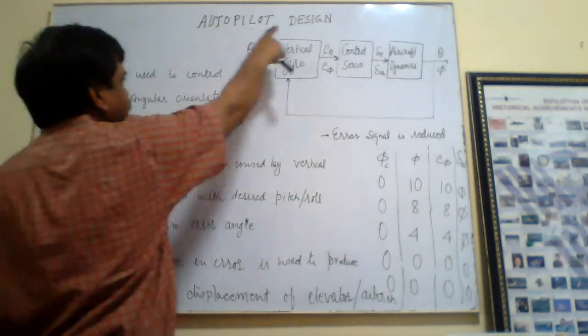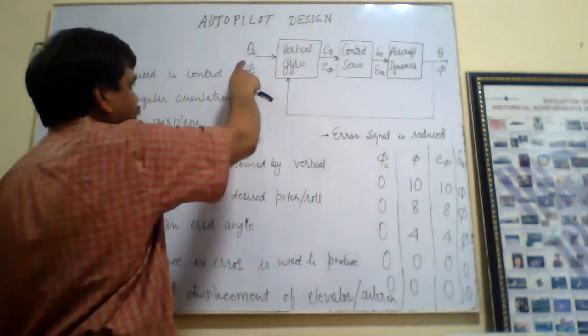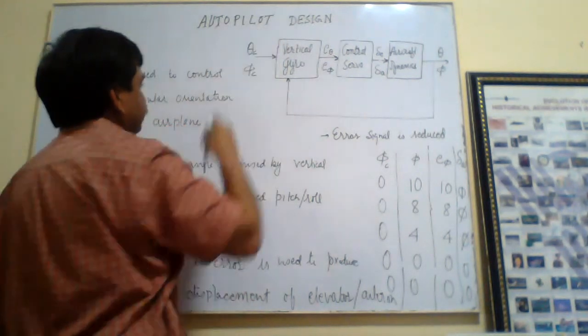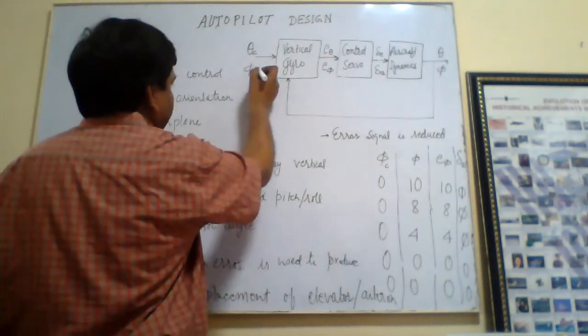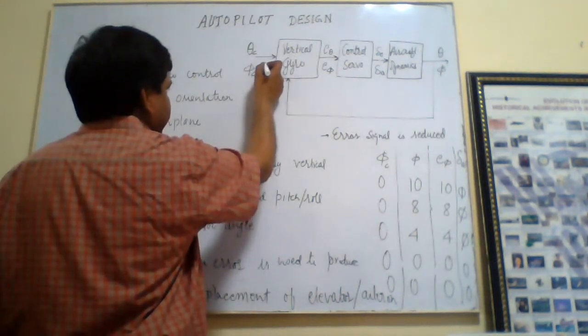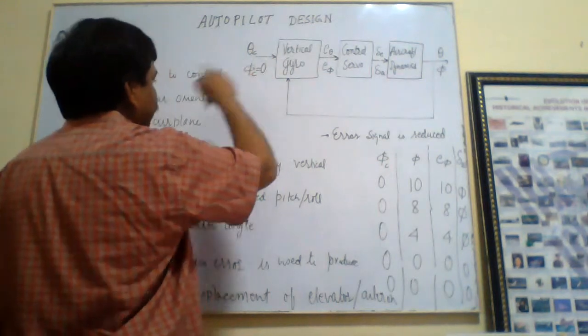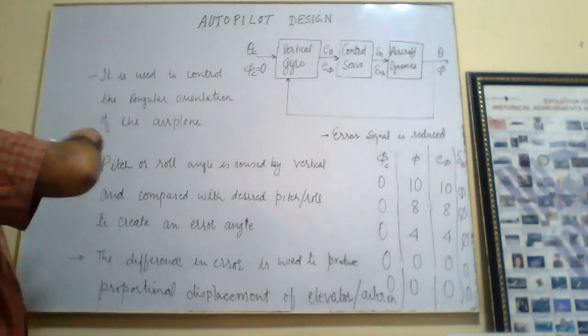So the autopilot design includes commanded input. What is the commanded input? Let's say for an aircraft flying in level flight, the commanded input is zero bank angle, 0 degrees.